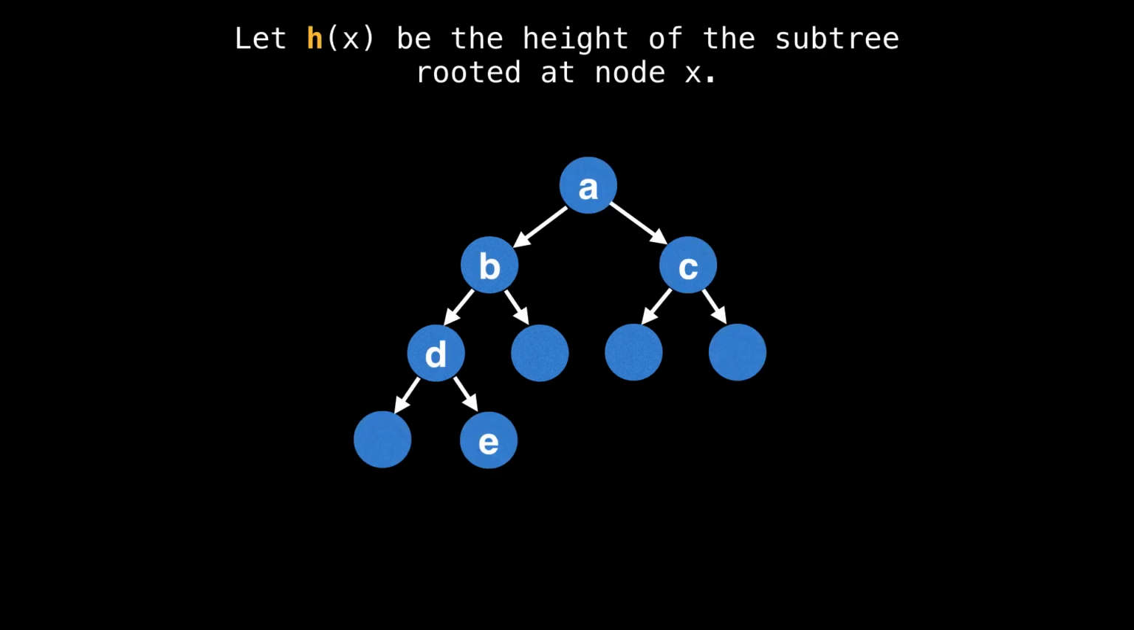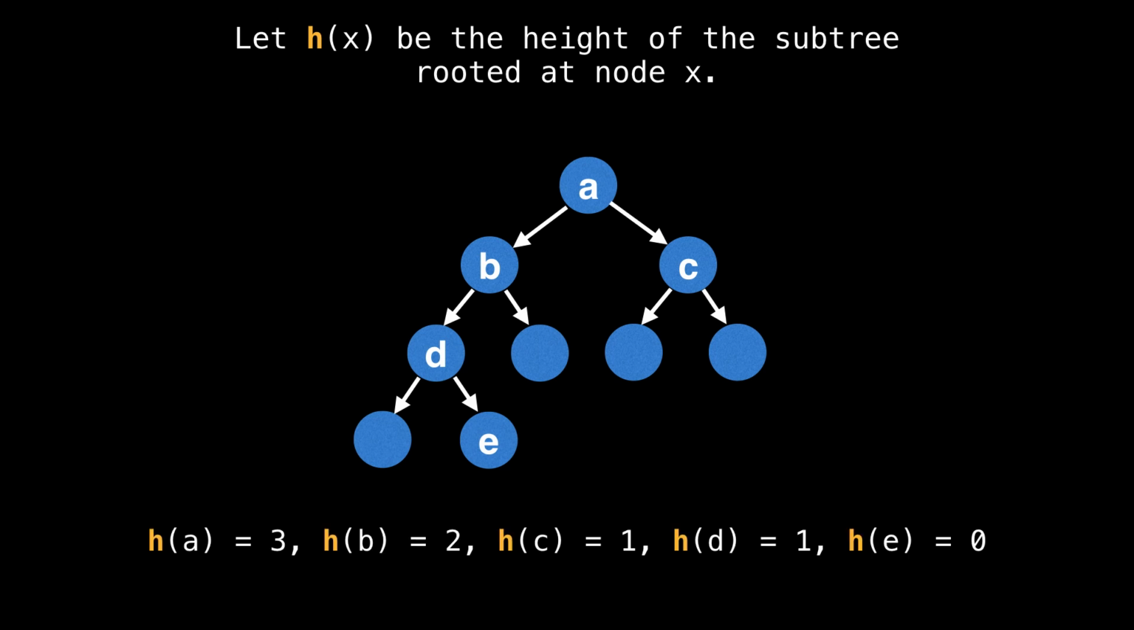To solve this problem, we're going to break it down and define a new function called h of x, which returns the height of the subtree rooted at node x. This new function allows us to start thinking not only about the height of a tree as a whole, but also the height of the subtrees within our tree, which are going to help us find the overall height. For example, on this slide, h of A has a value of 3, but h of B has a value of 2, and h of E has a value of 0.